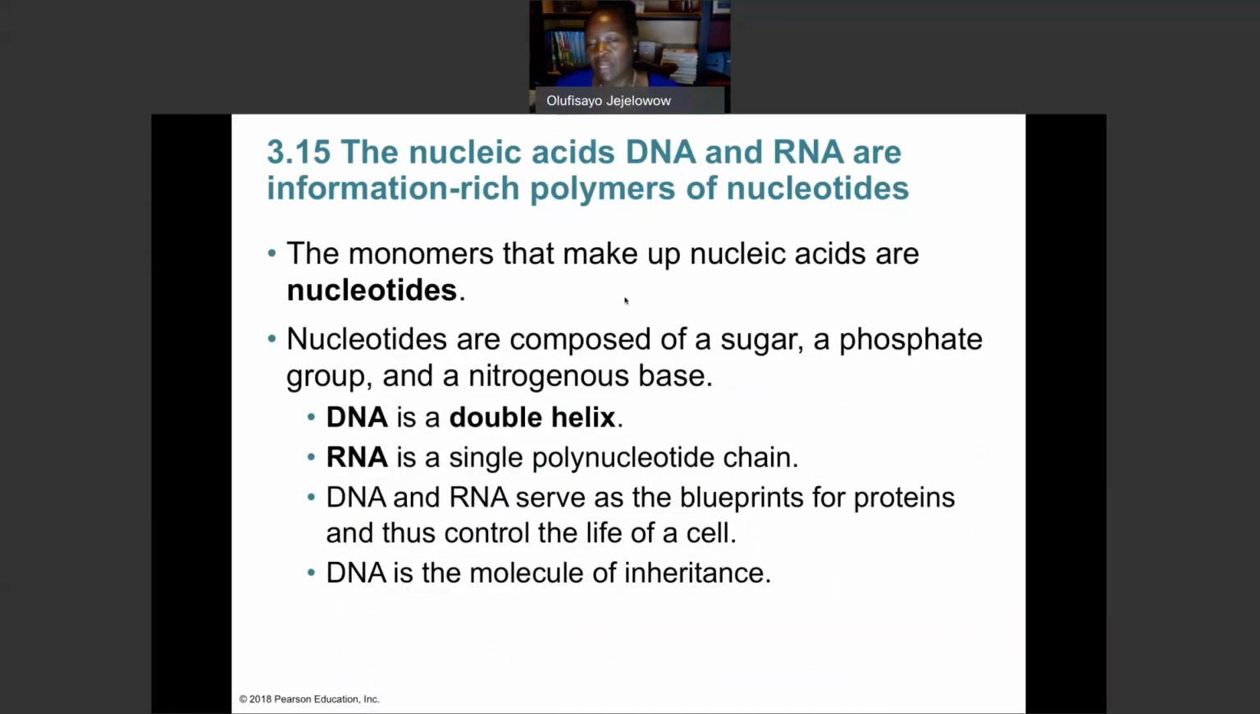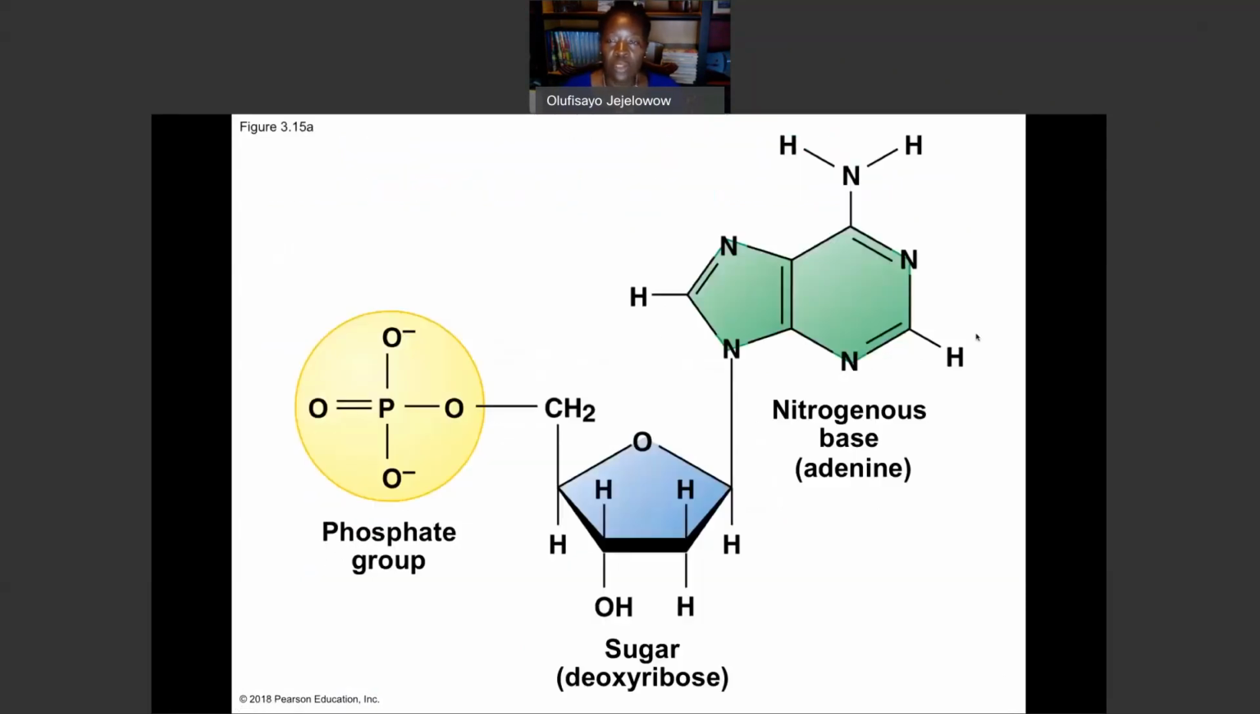So the monomers that make up nucleic acid are called nucleotides, and DNA is the molecule of inheritance. It is a double helix, and the DNA is deoxyribonucleic acid, RNA is ribonucleic acid. DNA is a double helix, RNA is a single strand of polypeptide chain. So this is a nucleotide, sugar, phosphate, nitrogenous base, in this case adenine.